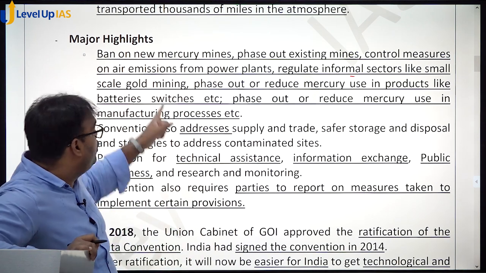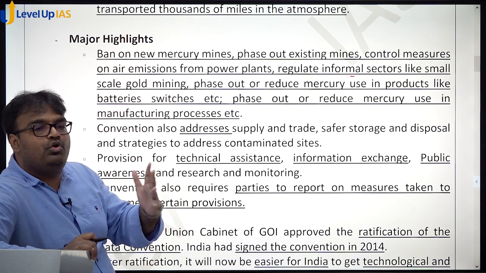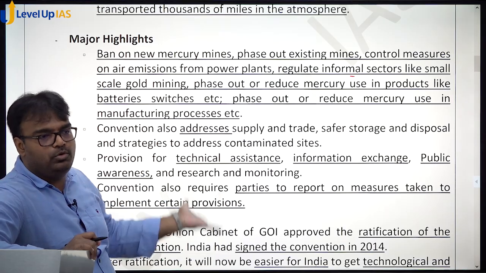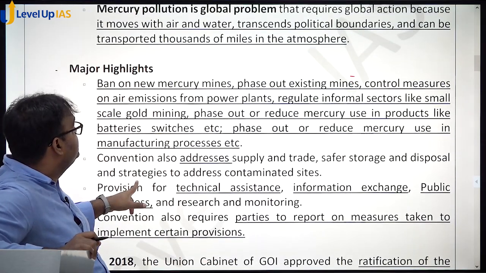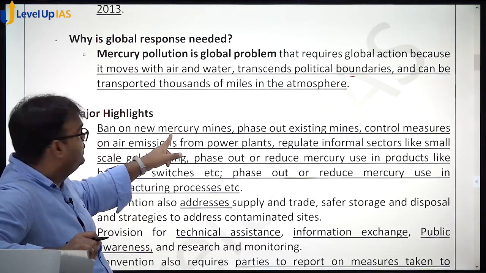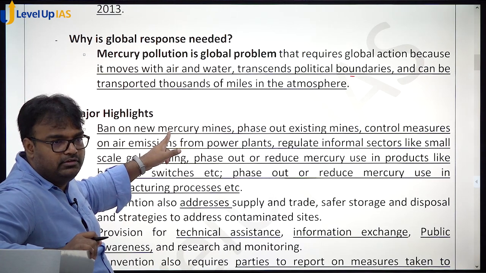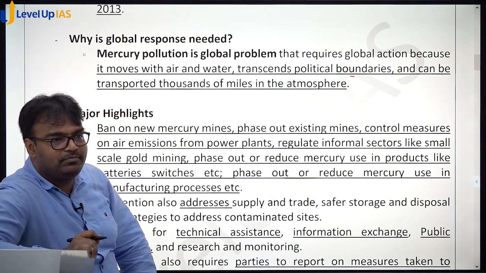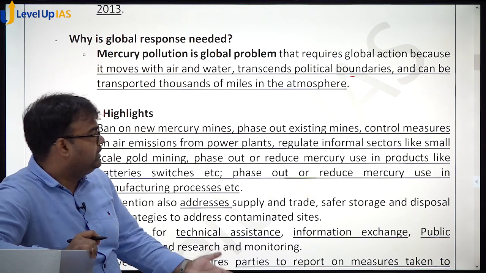So we have written a lot of things here. Please understand, use your common sense. Do not try to cram all these things. Use common sense, that yes, this should have been said. What are the things that the convention is saying? Ban on mercury mines. Do not create any new mercury mine. Phase out existing mines. Mines which already are there, phase them out.